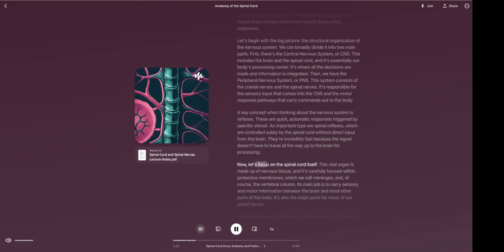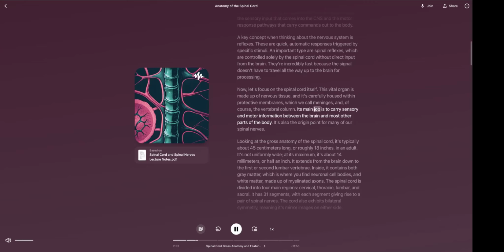Now, let's focus on the spinal cord itself. This vital organ is made up of nervous tissue, and it's carefully housed within protective membranes, which we call meninges, and, of course, the vertebral column. Its main job is to carry sensory and motor information between the brain and most other parts of the body. It's also the origin point for many of our spinal nerves.